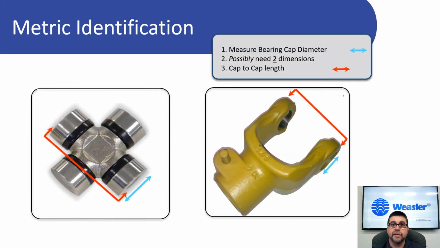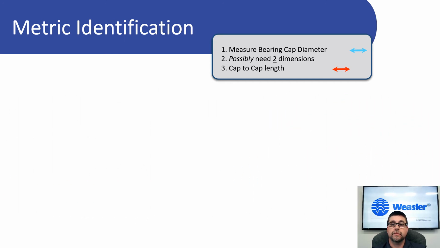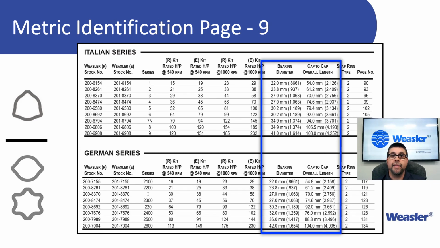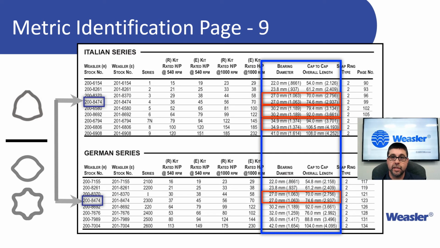Metric identification is done the same way, but you will need to measure not only the bearing cap diameter, but also the cap to cap length. Again, you can use the Weasler TIS system, or a measuring tool. Notice the bottom of page 9 covers the Italian and German series. The reason we need two measurements for the metric series is that different series of cross and bearing kits can have the same bearing cap diameter but different cap-to-cap lengths. Some cross and bearing kits can also be used in both Italian and German series.